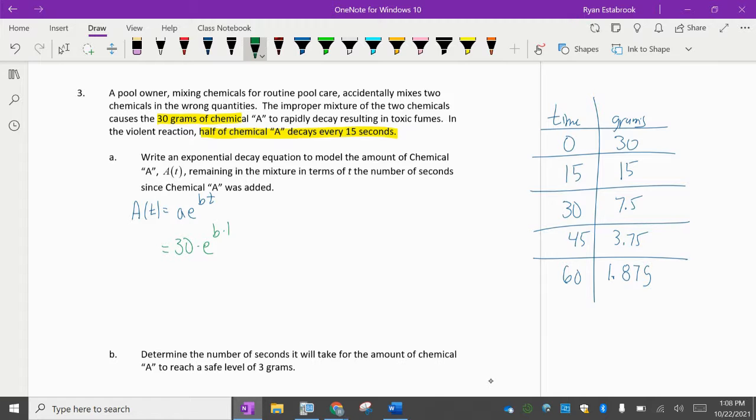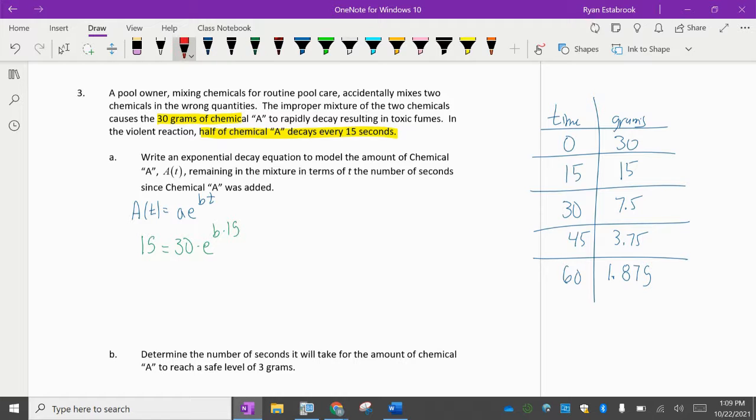15 seconds. So 30 grams is the initial. Every 15 seconds, the amount that's left is half of the original. Okay, so if the original was 30, what's going to go in over here? 15. So I'm taking that information, plugging it into this exponential decay model. And in this equation, the only unknown right now is b. We need to solve this for b.